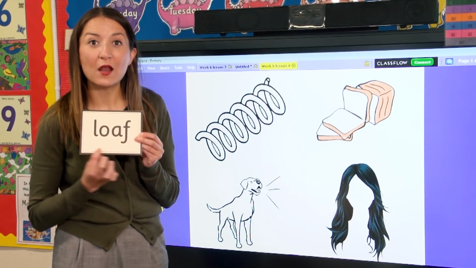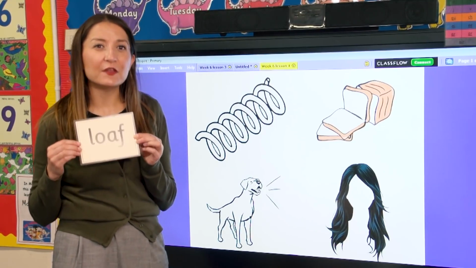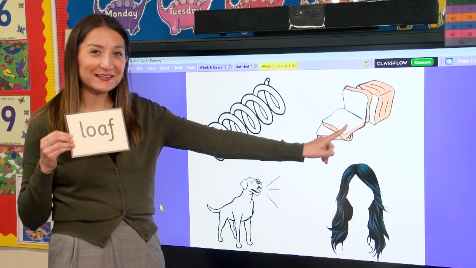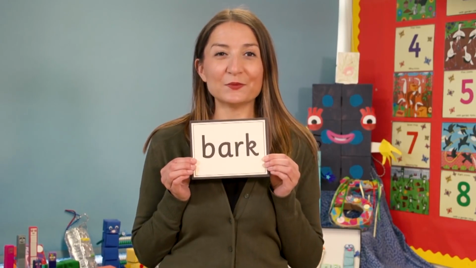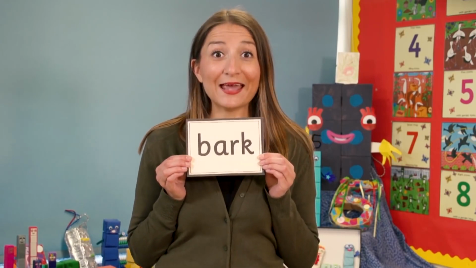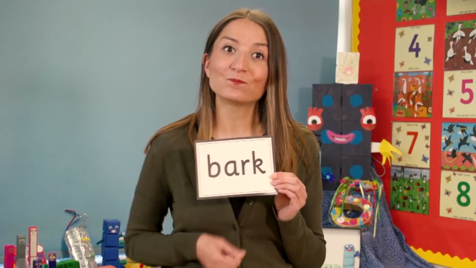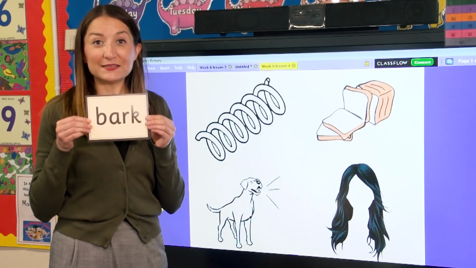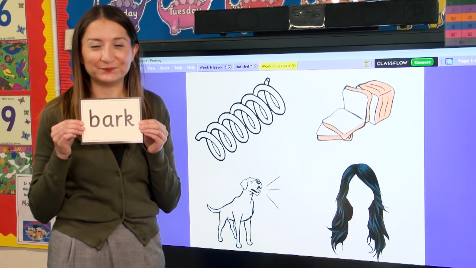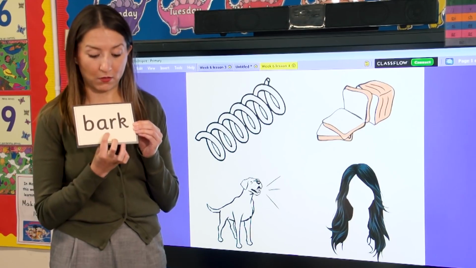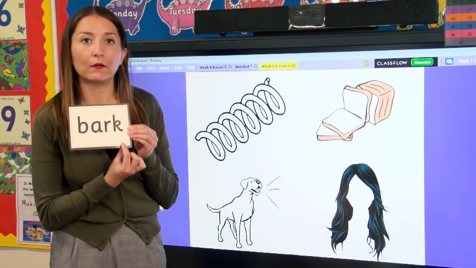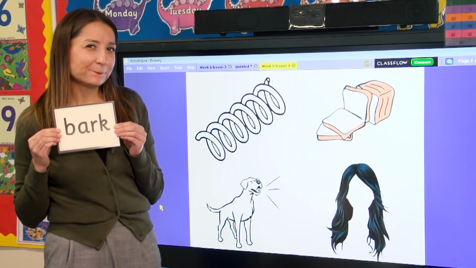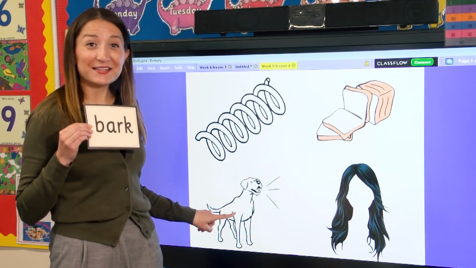L, oa, f, loaf. Point to the picture of the loaf of bread. There it is. Did you get it right? Can you spot the digraph in this word? Yes, the digraph is ar. Sound out and blend. Point to the picture that matches the word. B, ar, k, bark. Point to the picture of the dog barking. Did you get it right?